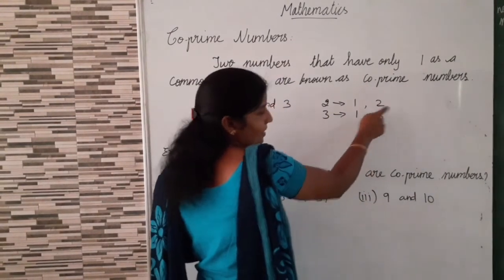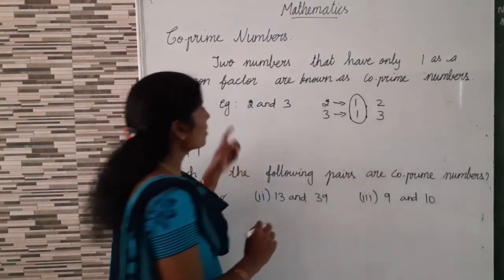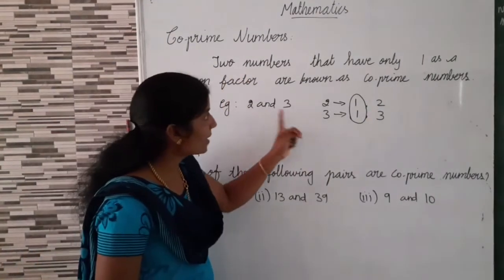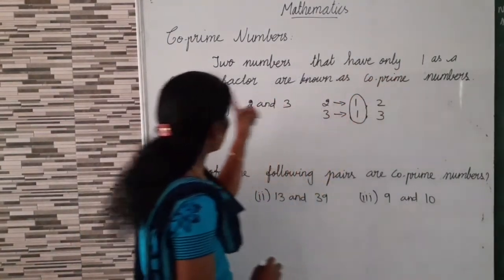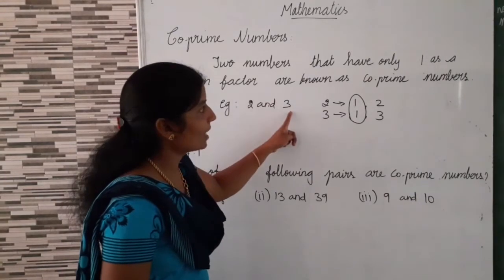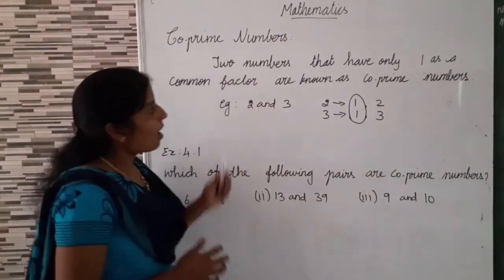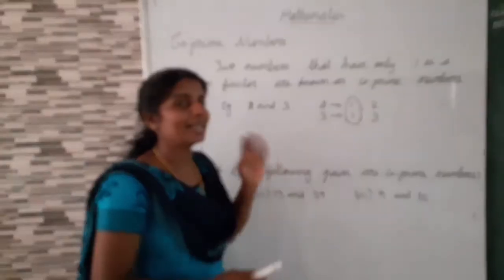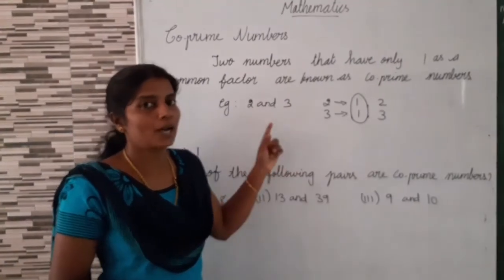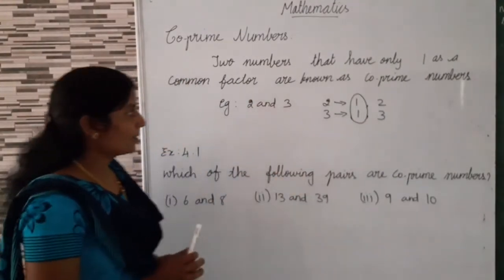The factors of 2 and 3 are different, and only 1 is common. So the numbers 2 and 3 are co-prime numbers. Two numbers that have only 1 as a common factor are known as co-prime numbers. These 2 and 3 are prime numbers. We can take any two prime numbers, and two prime numbers are always co-prime numbers.